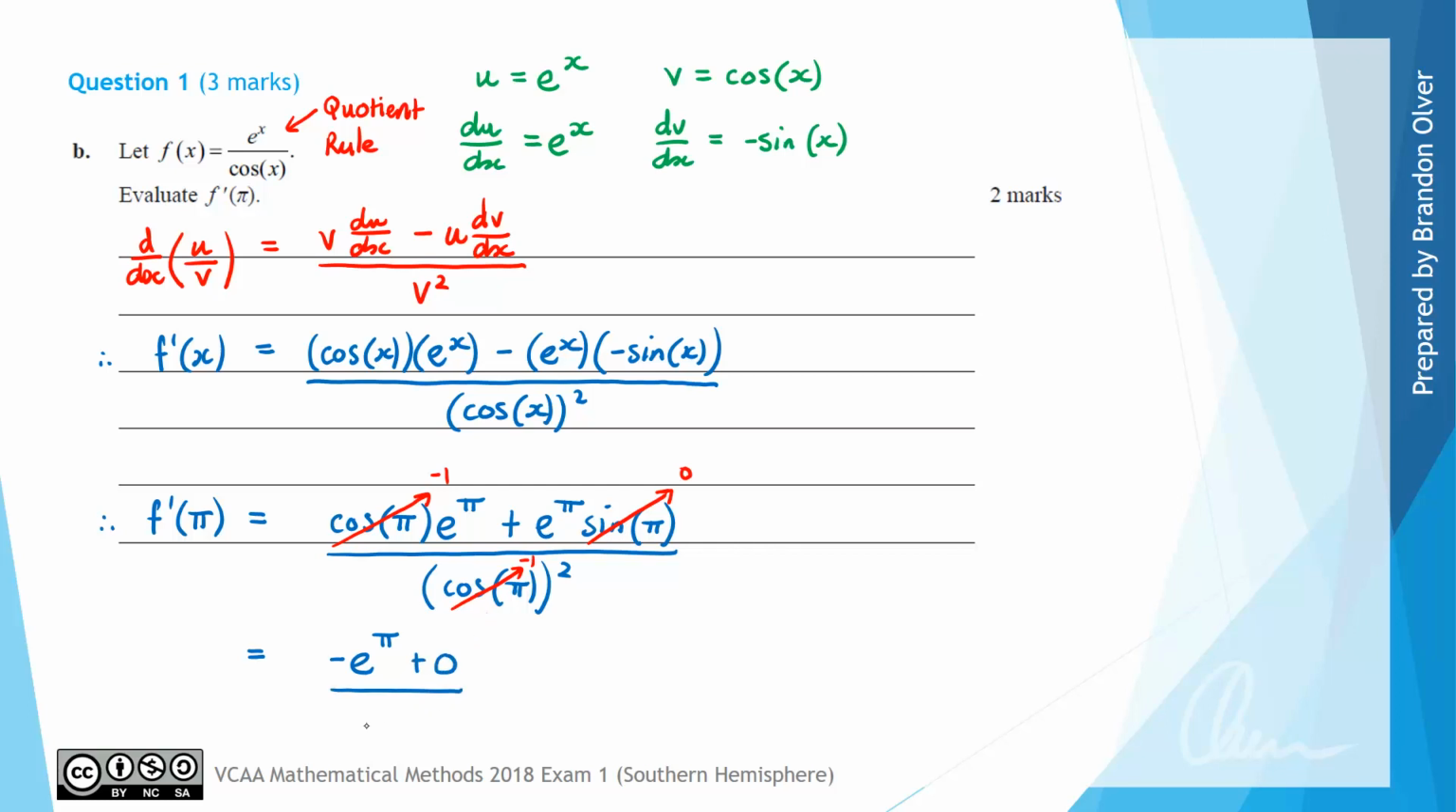divided by negative 1 squared. And now that simplifies just a little bit further to be negative e to the power of pi divided by 1, which is just negative e to the power of pi. So that is the answer to part B of this question.